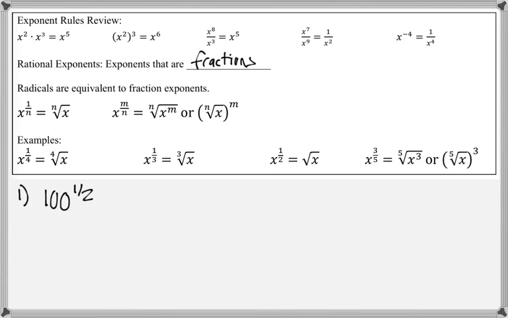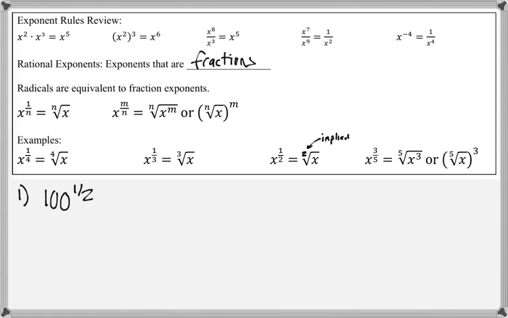Either way is acceptable. So saying x raised to the 1/4 is the same thing as saying the 4th root of x. Two different ways of saying the same thing. The cube root of x is the same thing as x to the 1/3. X to the 1/2 is the same thing as the square root of x. So there's an implied 2 when you don't see any number.